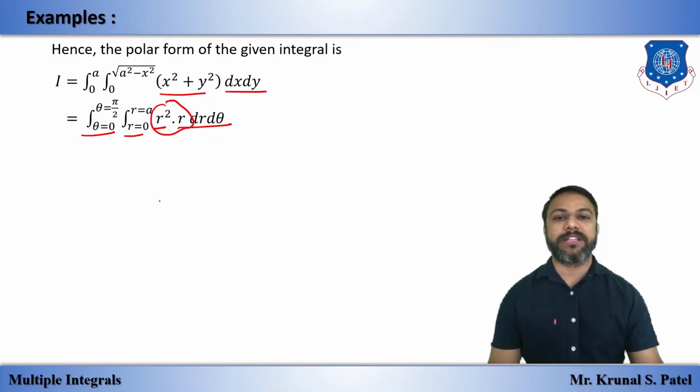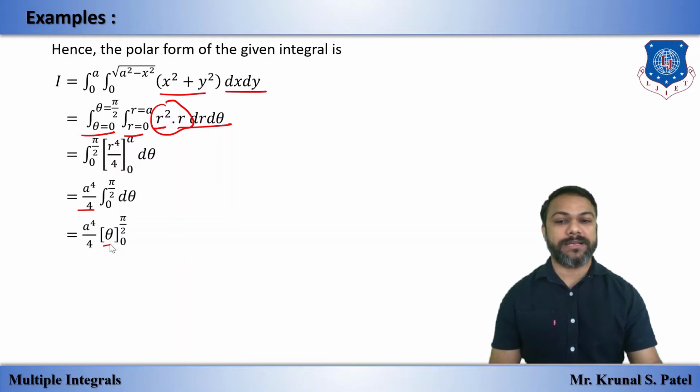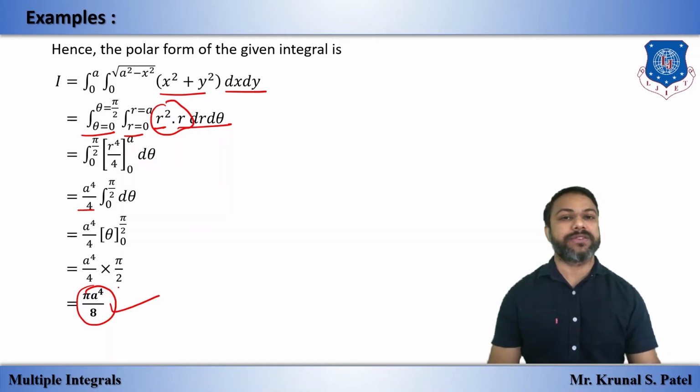And now integrating with respect to r, because we have discussed in lecture number 4. So the integration of r cube is r raised to 4 by 4, upper limit minus lower limit. So we have a raised to 4 by 4 as it is, and the integration of the remaining 1 with respect to theta is theta. So upper limit minus lower limit, and by multiplying this we have the final answer pi a raised to 4 by 8. This is our final integration.